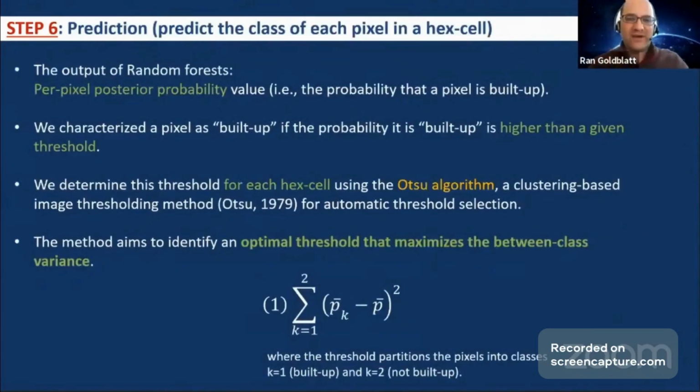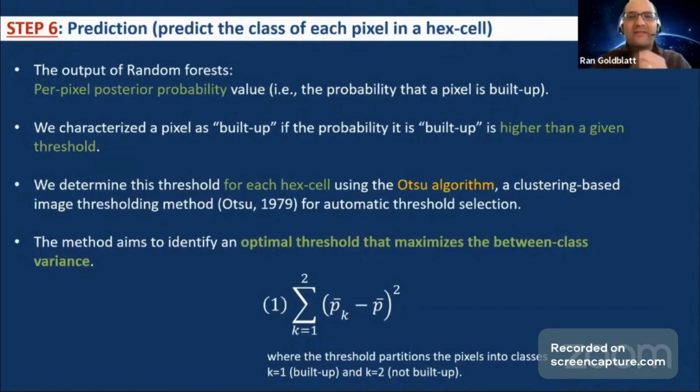After we train the classifier, now we want to predict the class of every pixel in a given hexagon. The output of a random forest is a posterior probability. What is the probability that a given pixel is built up? Let's say for a given pixel, the probability that it is built up is 30%. Another pixel, it will be 50%.